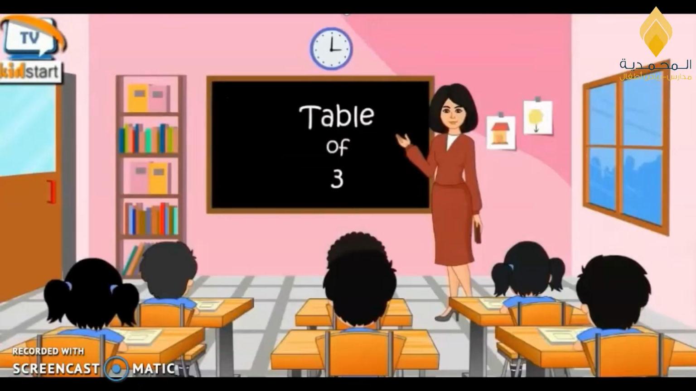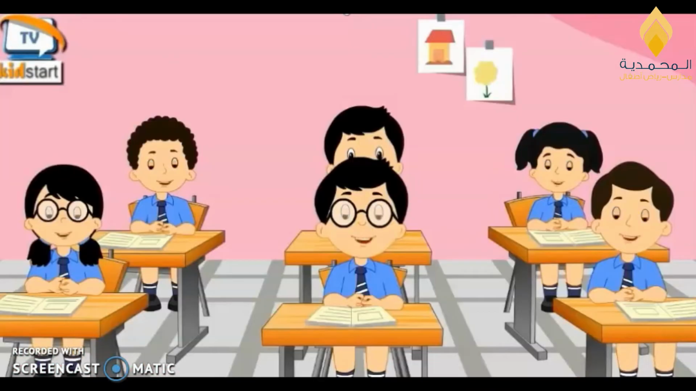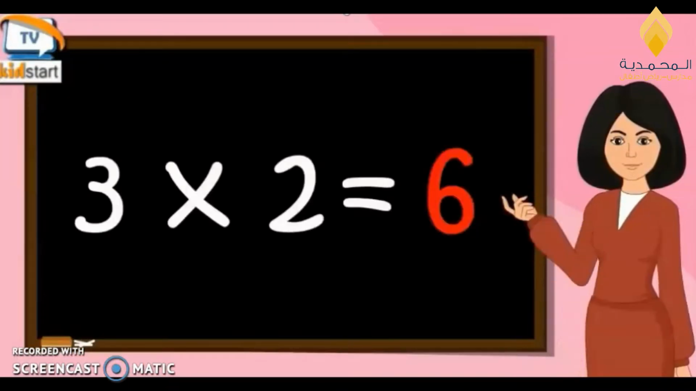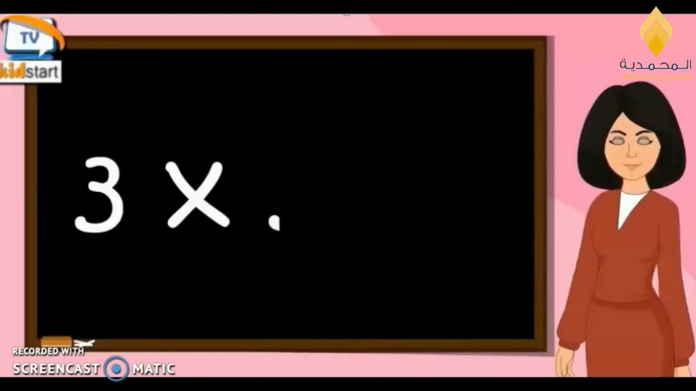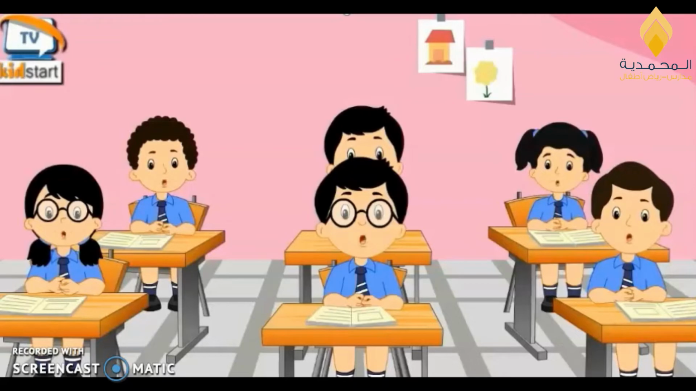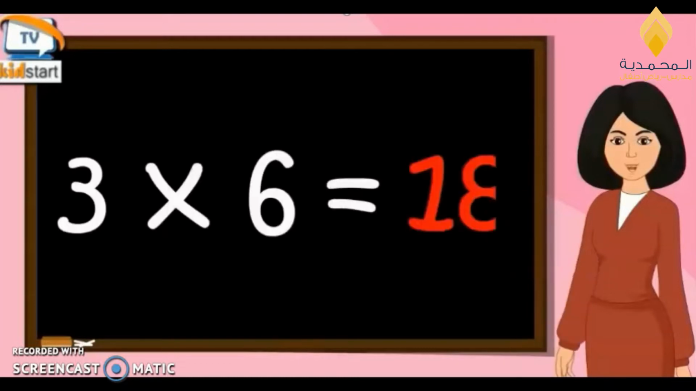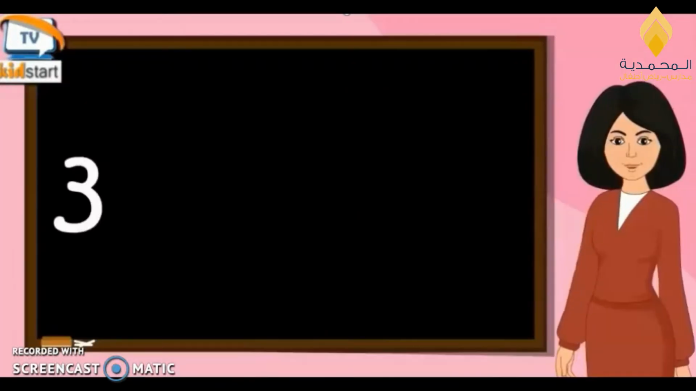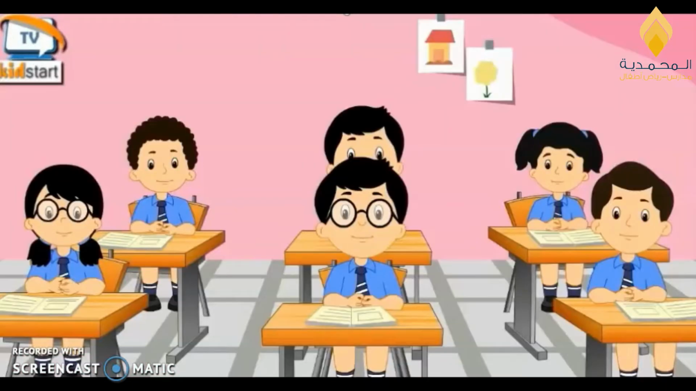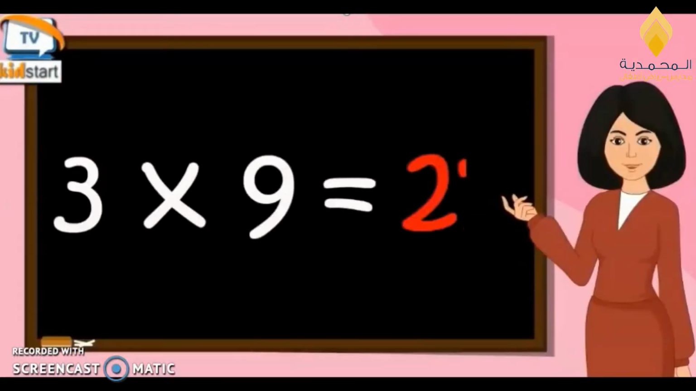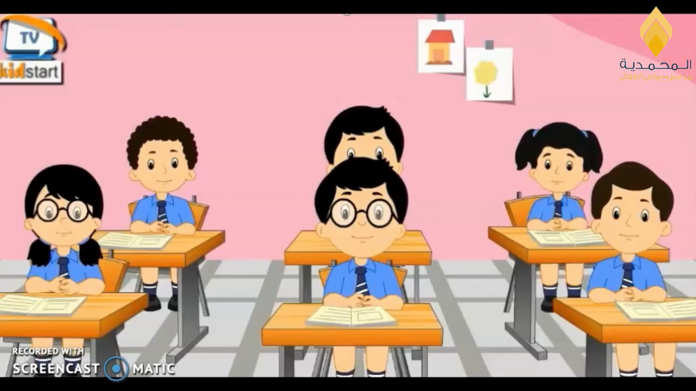Now, the multiplication table of 3. 3 times 1 is 3. 3 times 2 is 6. 3 times 3 is 9. 3 times 4 is 12. 3 times 5 is 15. 3 times 6 is 18. 3 times 7 is 21. 3 times 8 is 24. 3 times 9 is 27. 3 times 10 is 30.